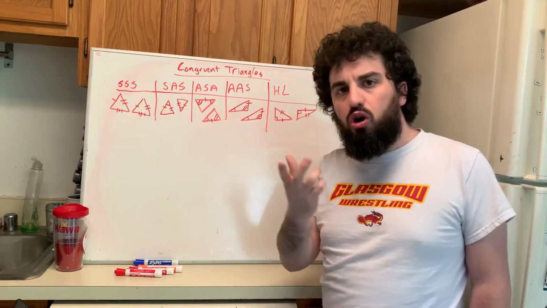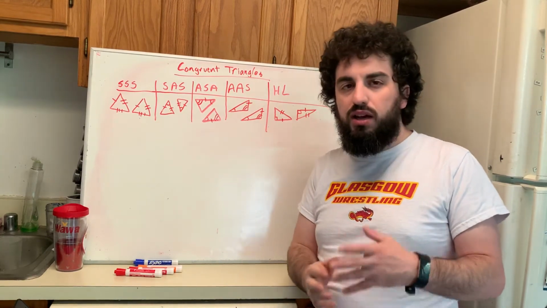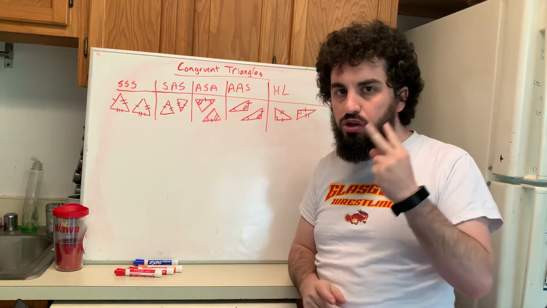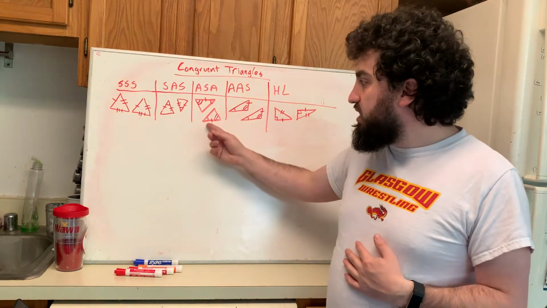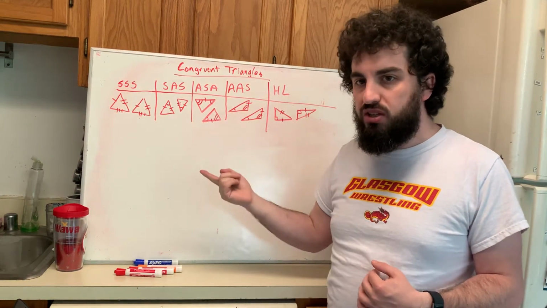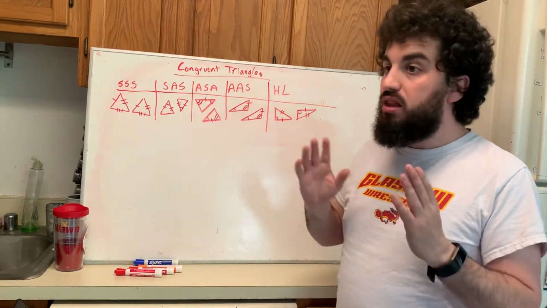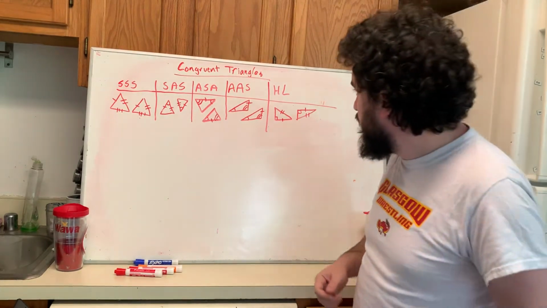Both of these work on the idea, if you recall, when we looked at similarity, angle angle was a big similarity we talked about. It only needed 2 pieces. Well, based off of that idea, if I have 2 of the angles, I know the third has to be the same. So as long as I have one side that matches up in length, then we know we're good.